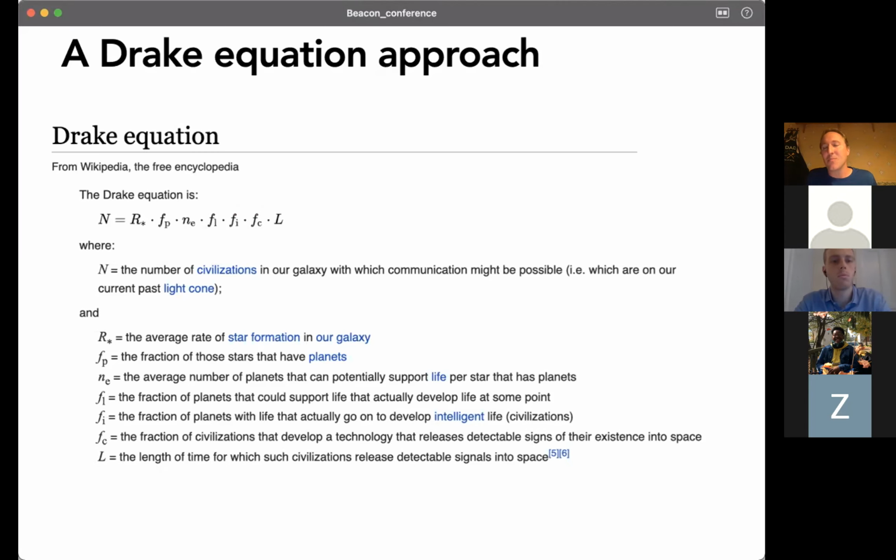But the basic idea is not that you can calculate the number of alien civilizations that might be out there. The idea is that you can identify the relevant factors, and then you can try to estimate them, and then you can see how they interact or how they might limit the total product. And that's really what we're taking from the Drake equation.